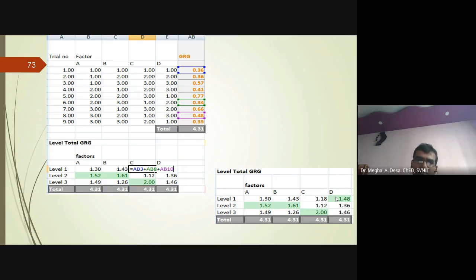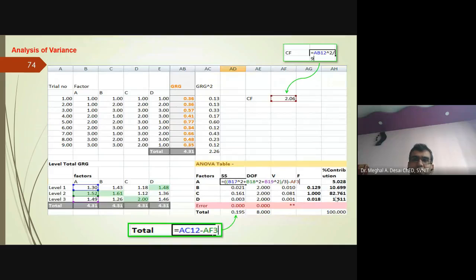So once this is done, I will go for ANOVA. Again, as I have shown earlier, I need correction factor CF. It is nothing but summation of all, its square, by 9, 9 being the number of experiments. While SST is the square of each value, its summation, that is 2.26, minus correction factor. So it was found. For individual, it is the square of this level total divided by 3 minus A.